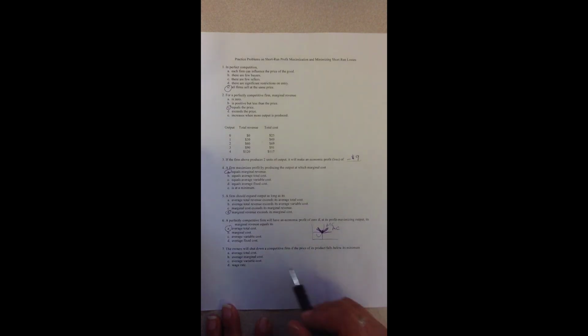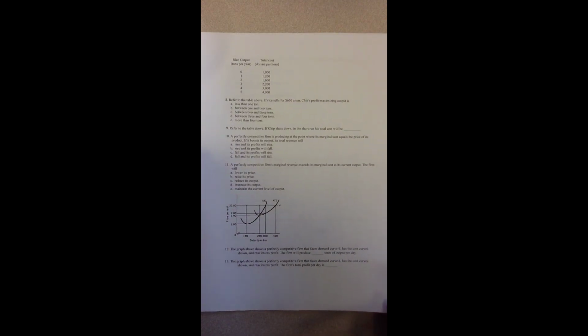Shut down if price falls below the minimum average variable cost. So a lot of these are definitions, and they should be pretty easy for you.